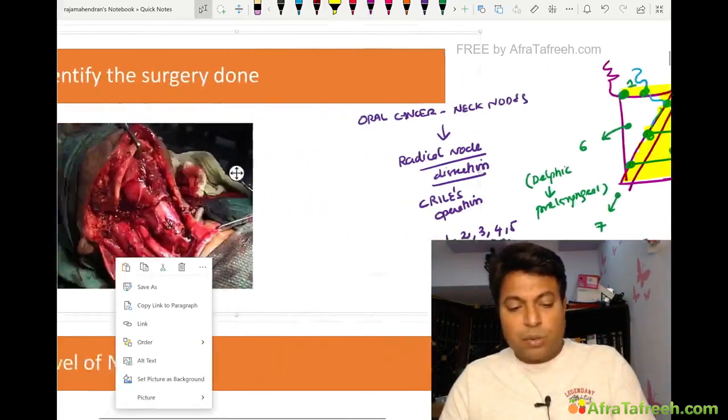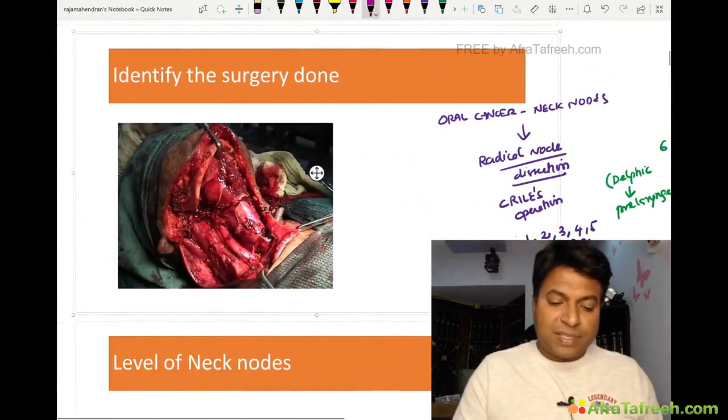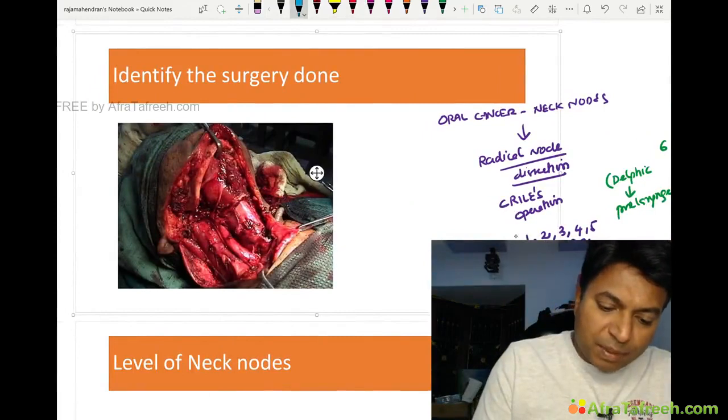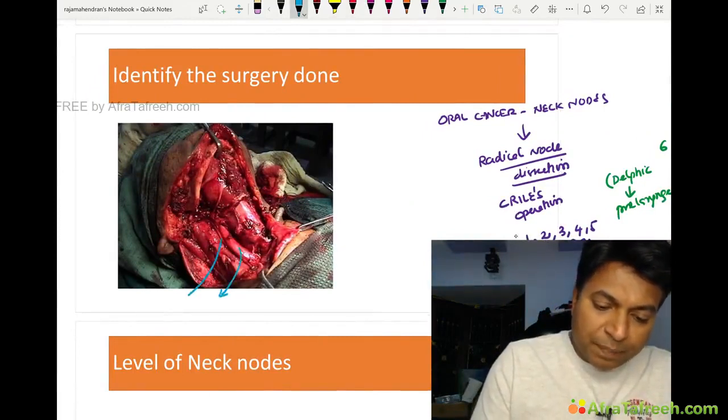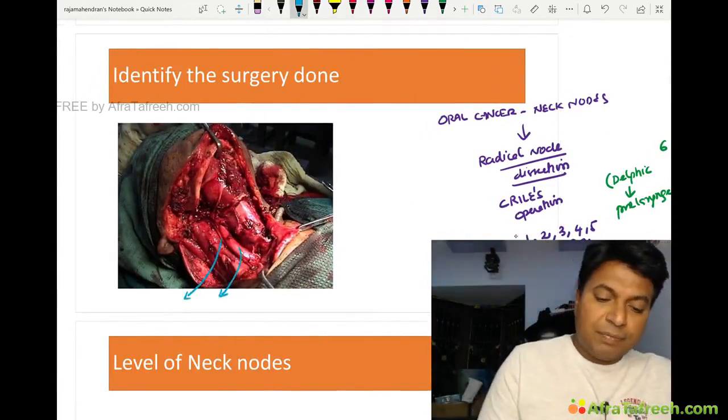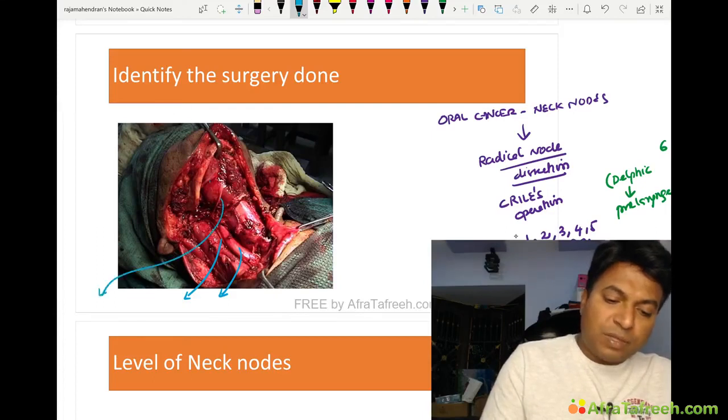So in this picture you can see those structures being preserved. This is common carotid artery, this is vagus nerve, this is hypoglossal nerve, this is lingual nerve.